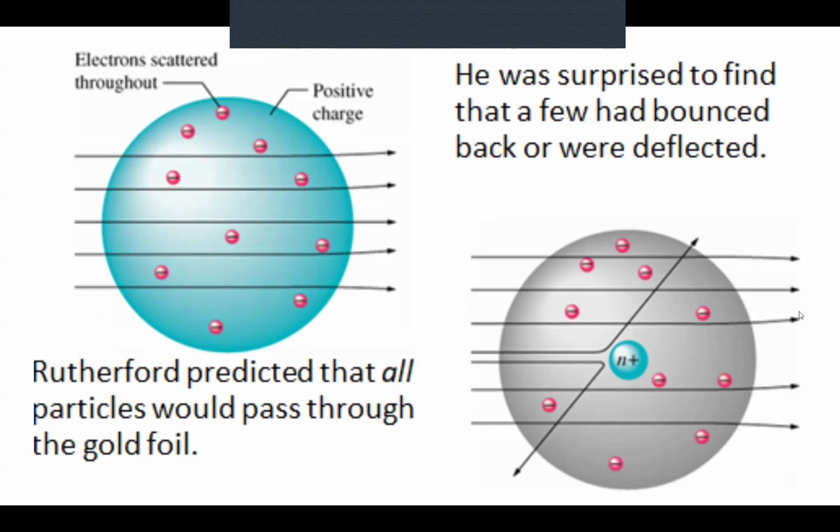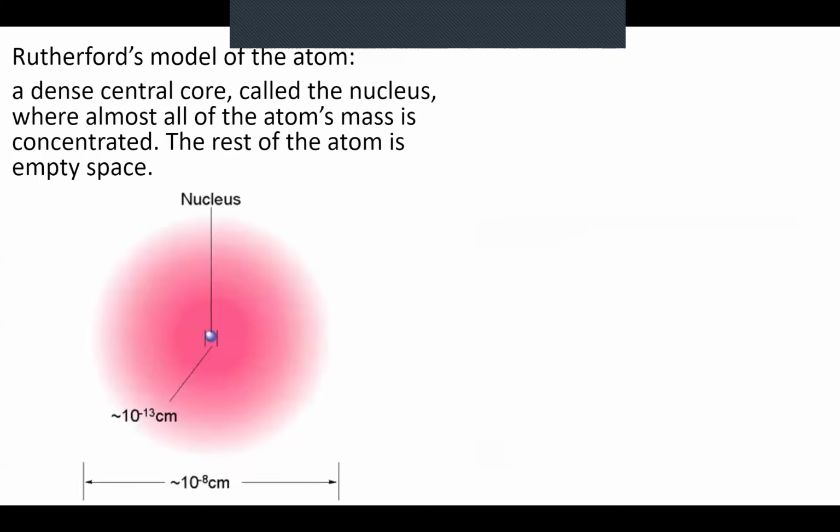Vast majority passed straight through, but something had to explain why a small percentage of the shot particles went off at weird angles. So that led us to the Rutherford model of the atom. There's a small, dense central core, which he called the nucleus, where almost all of the atom's mass is concentrated. The vast majority of the atom is empty space.